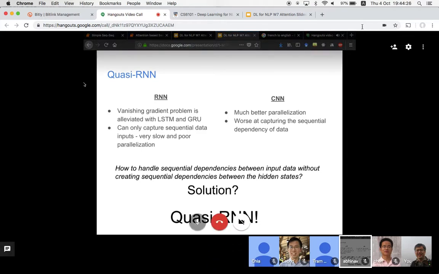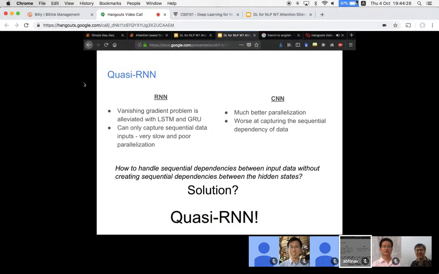In contrast with that, we look at the CNN, the convolutional neural network. It's much faster in this aspect, but it doesn't really capture the sequential dependency of data, which is obviously what we're looking at in NLP tasks. So we want to know how we can handle sequential dependencies between the input data without having to do a lot of heavy computation in creating the sequential dependencies between the hidden states in the network. And so you can probably guess that the solution to this would be the quasi-RNN.